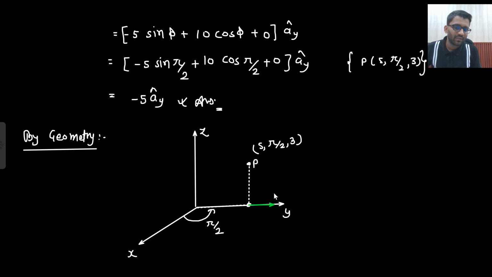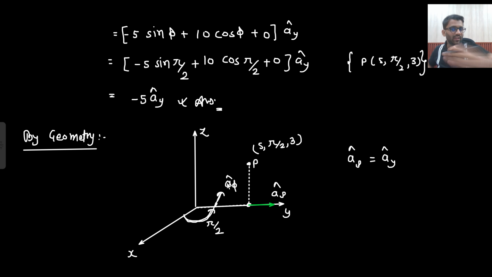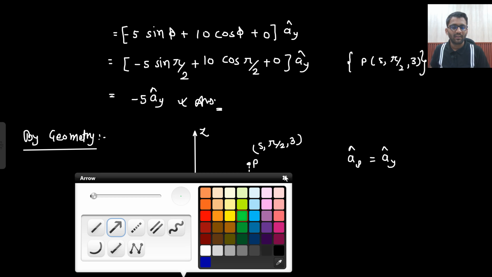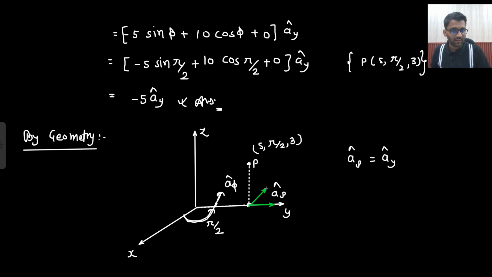So this is my rho cap. From here I got to know that my rho cap is equal to a_y cap. What do you think, where will my phi cap be? Going into the plane. Say yes or no. Because you are getting a pi by 2 angle and then you need to go in this direction for phi cap. So phi cap is going into the plane, right?